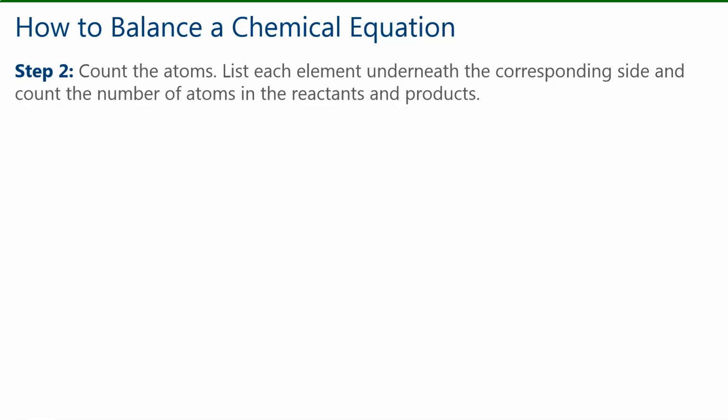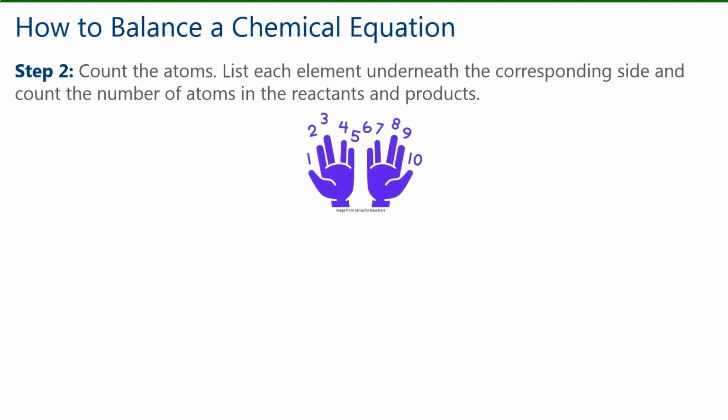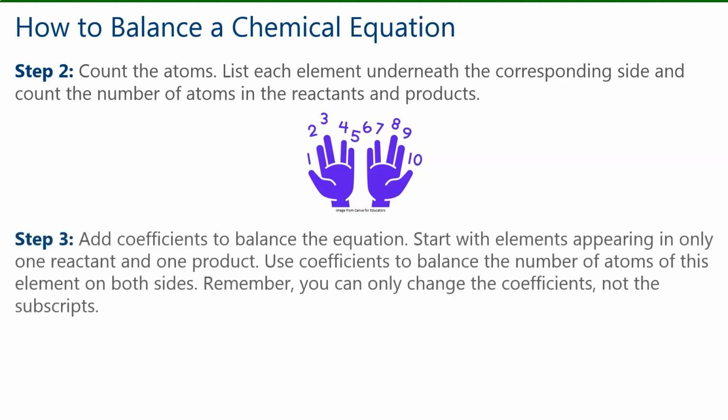After you've written your skeleton equations, your next step is to count the atoms. You list each element underneath the corresponding side and count the number of atoms in the reactants and the products. The next step is to add the coefficients to balance the equation. Start with the elements appearing in only one reactant and one product. Use the coefficients to balance the number of atoms of this element on both sides. Remember, you can only change the coefficients, not the subscripts.